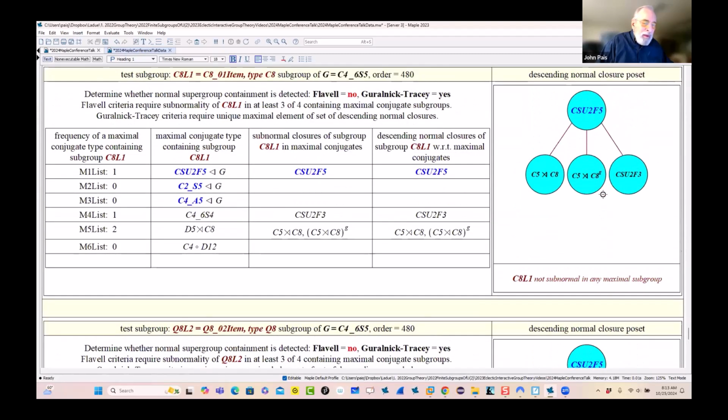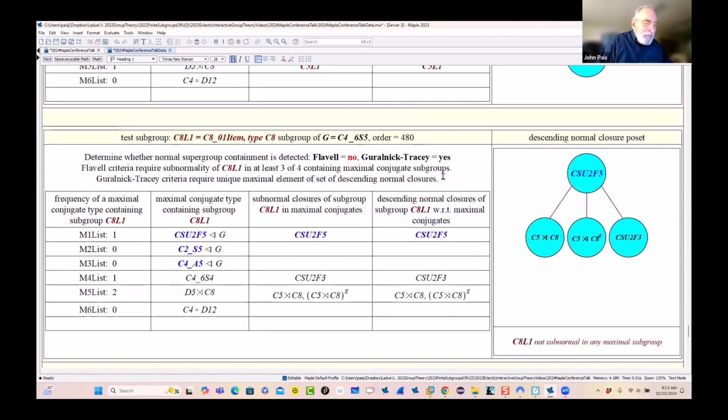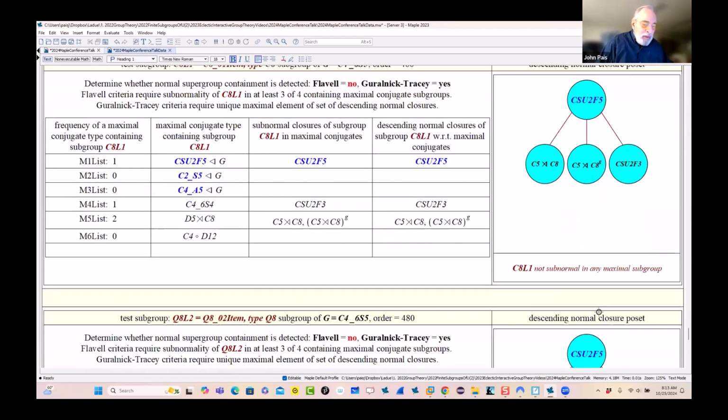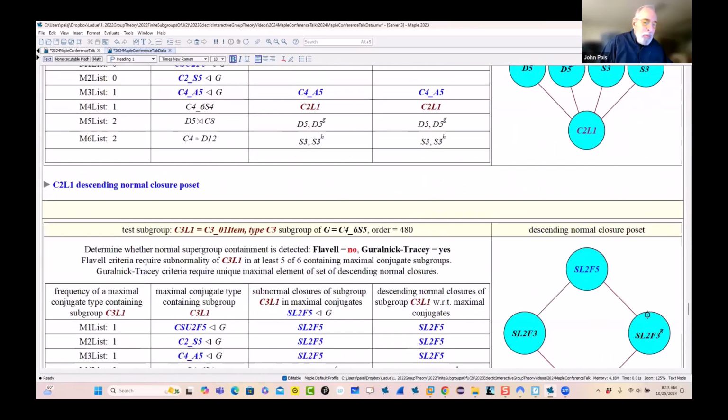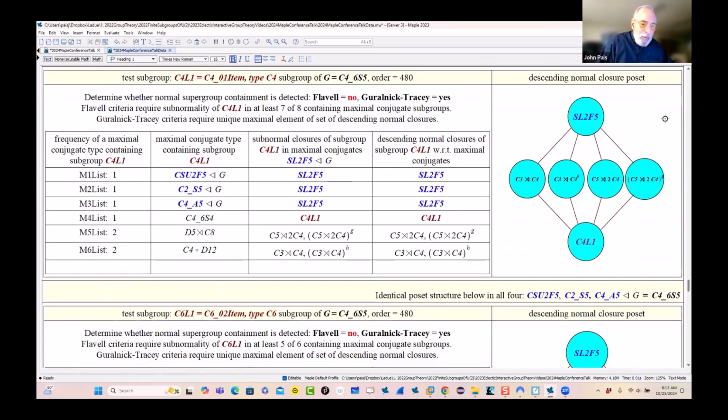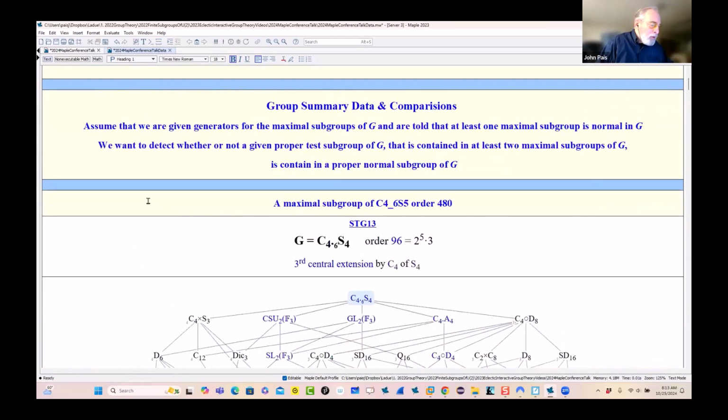I want to show, okay, so it's possible not only for non-detection, but also the test subgroup doesn't have to be subnormal in any of the containing subgroups for Guralnick-Tracey to work. Notice it's not in this picture at all because when we compute the subnormal closure, or we compute the descending normal closure, we don't get it. Similarly, there's a few examples of that, and then I'll just go back up here to the top and maybe summarize a little bit if I have another minute or so.